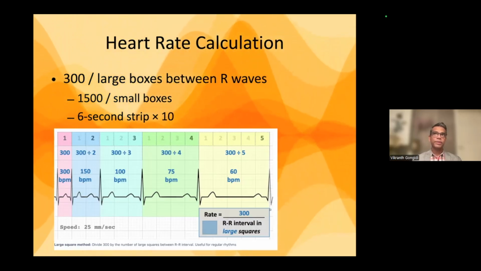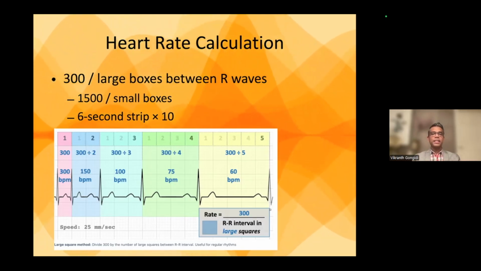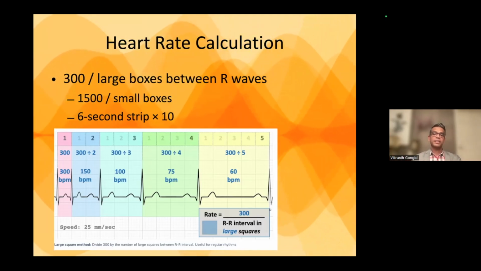Another way, if it's very slow, like in a bradycardic patient, is you count the number of heartbeats in a 10-second sheet, because each sheet is about 6 seconds, and so you count how many beats there are and multiply that by 10. So if you count four heartbeats in one EKG sheet, which represents 6 seconds, that's 60 beats per minute.